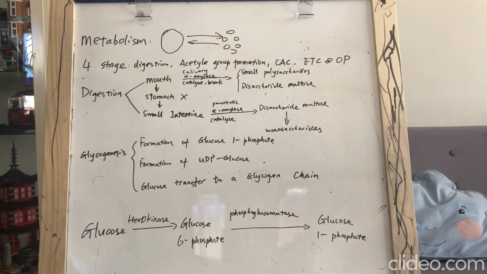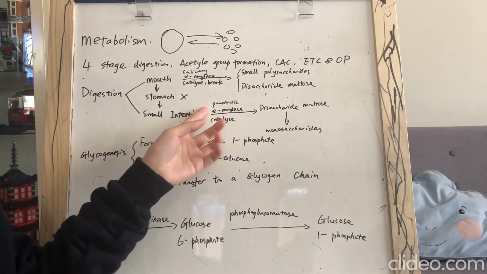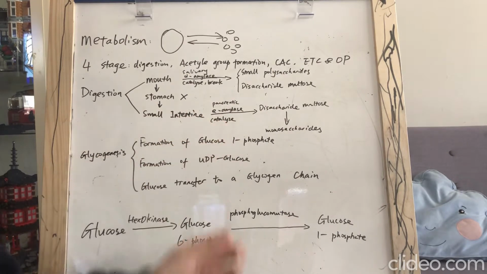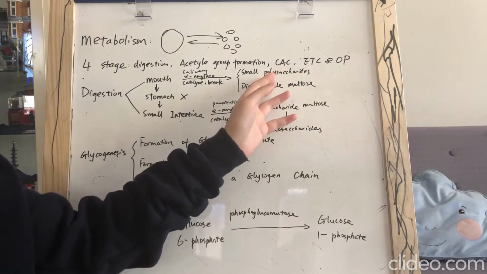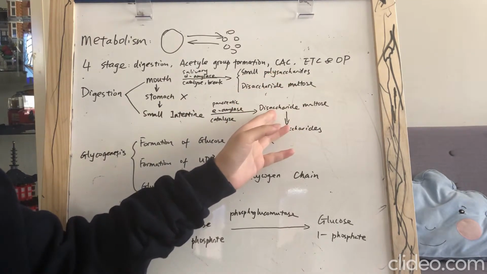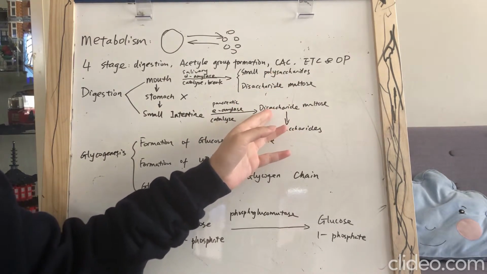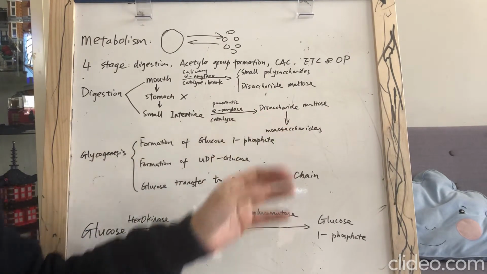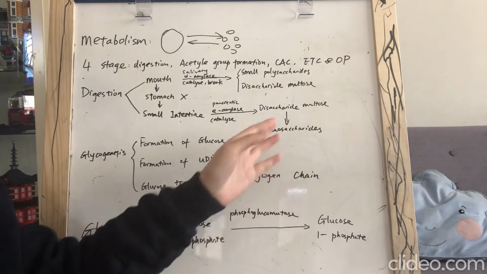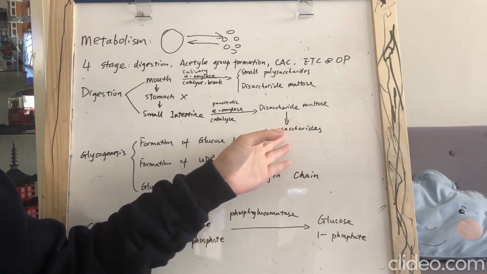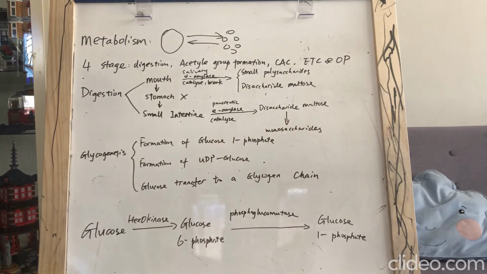There is no digestion in the stomach, but the small intestine is the site of most carbohydrate digestion. The enzyme called pancreatic alpha amylase will catalyze the hydrolysis of alpha glycosidic bonds in polysaccharides to form the disaccharide maltose. Maltose, as well as sucrose and lactose, will be broken down to monosaccharides. Once all this is finished, glycogen synthesis can start to take place.